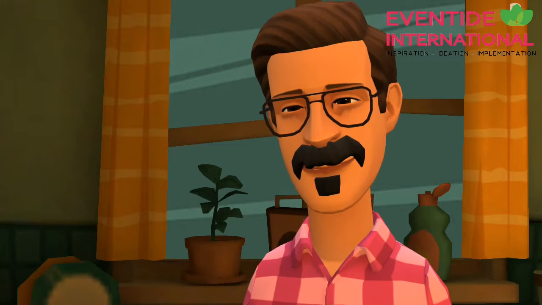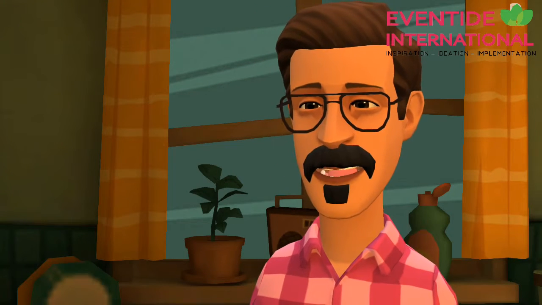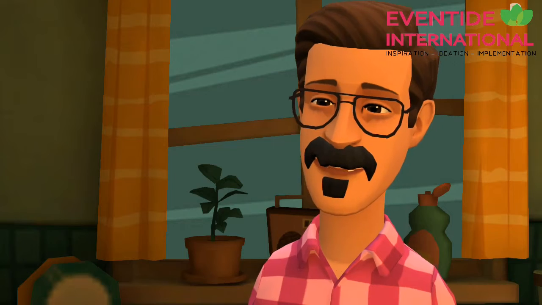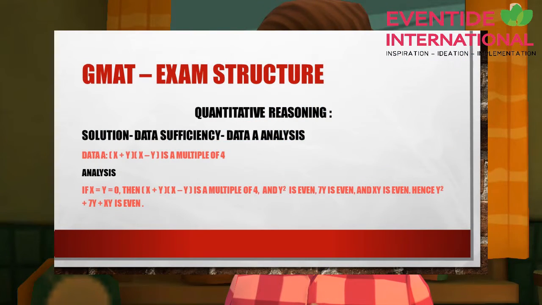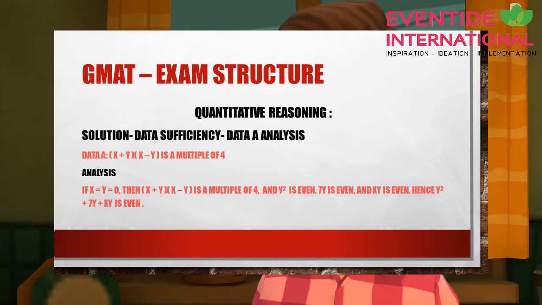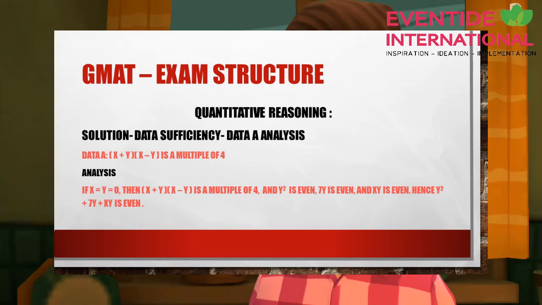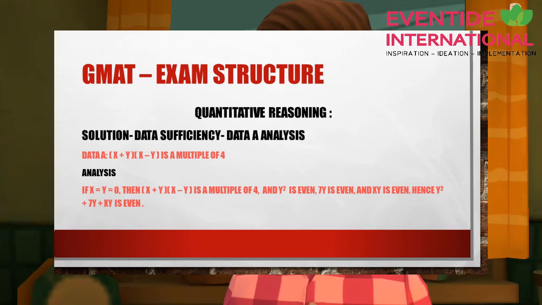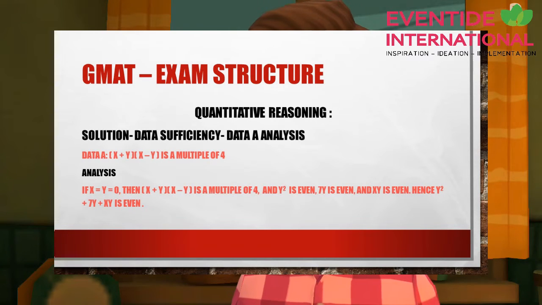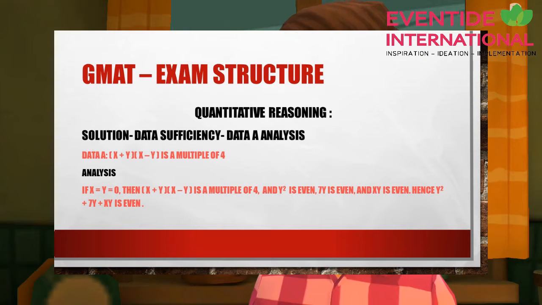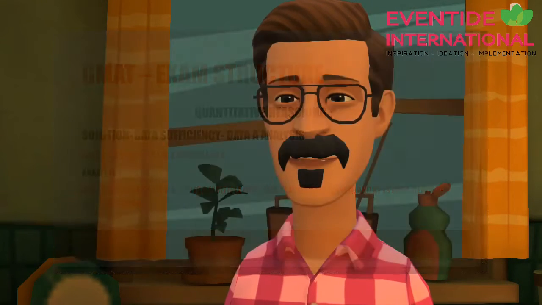Okay, are we ready? Let's begin by analyzing the first statement. The first one states that the product of x plus y and x minus y is a multiple of 4. Imagine if x is equal to y and both are equal to 0, then x plus y times x minus y is a multiple of 4, and y squared is even, 7y is even, and xy is even. Hence y squared plus 7y plus xy is even.